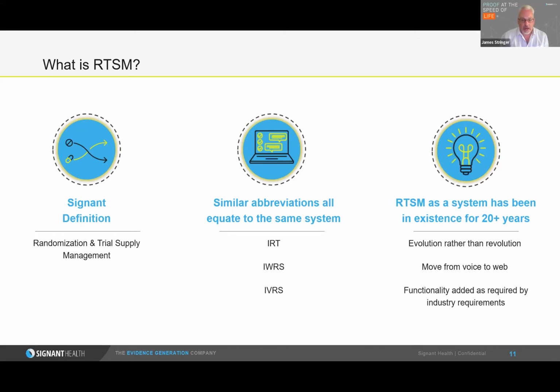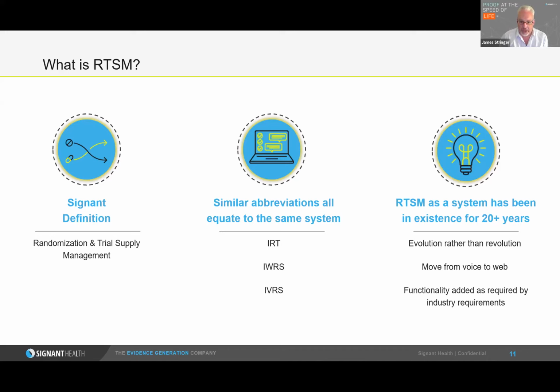But as Jean-Marie rightly says, RTSM, or pick your abbreviation, has existed for 20 plus years, and it really started as a need to get control over and efficiencies in clinical trial design. Historically, randomization was performed effectively manually by packaging.